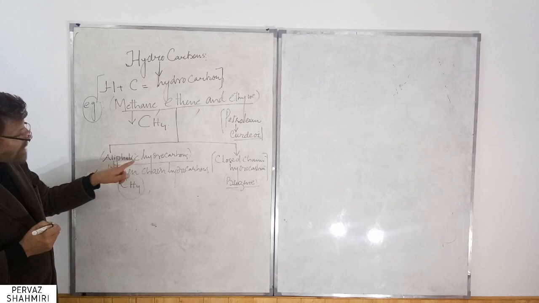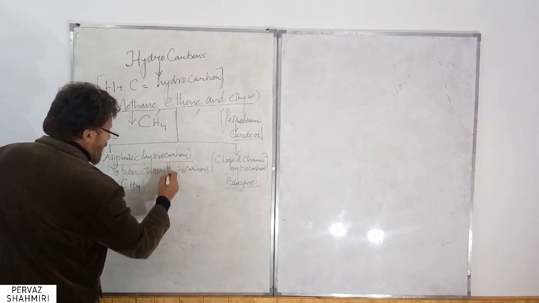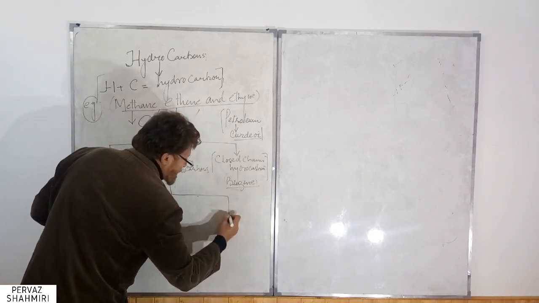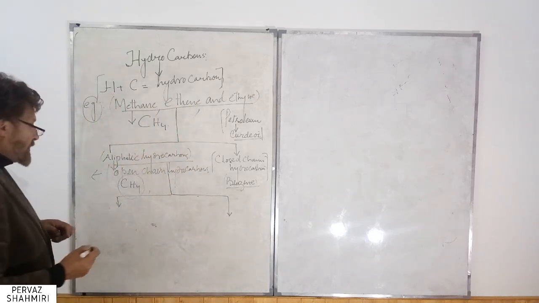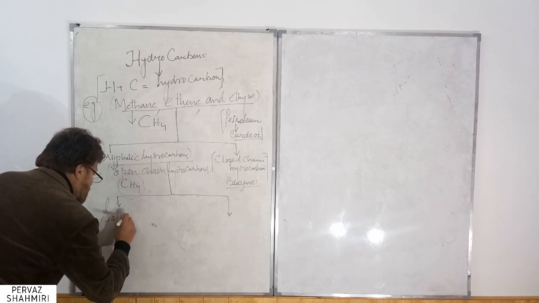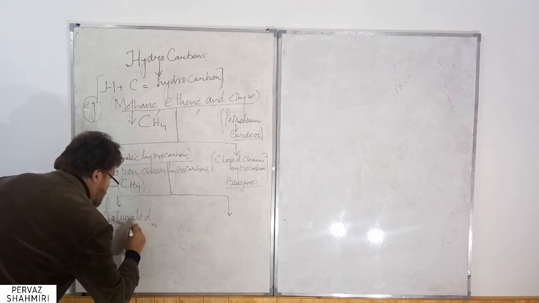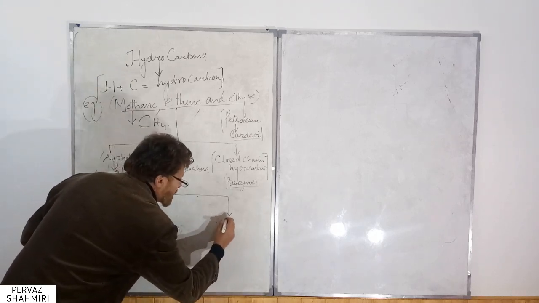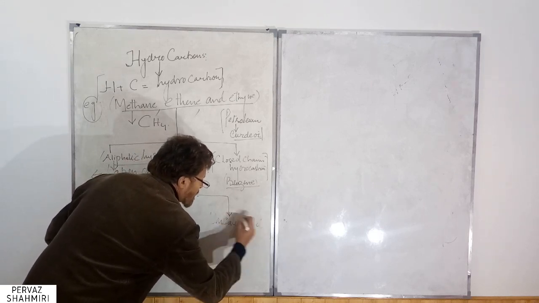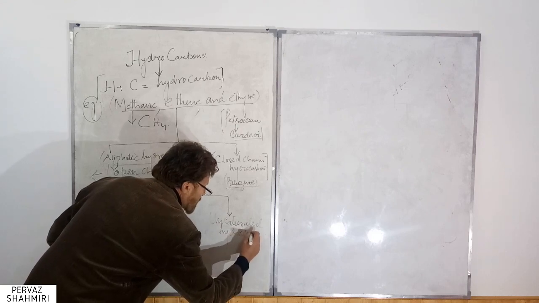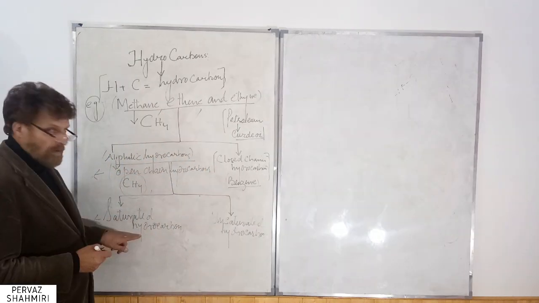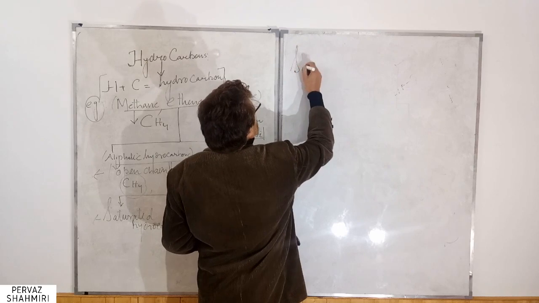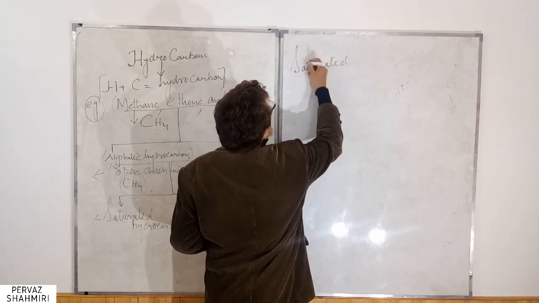This aliphatic hydrocarbon has been subdivided into two parts. The first part is known as the saturated hydrocarbon, and the second part is known as the unsaturated hydrocarbon. Now let us discuss first saturated hydrocarbons.